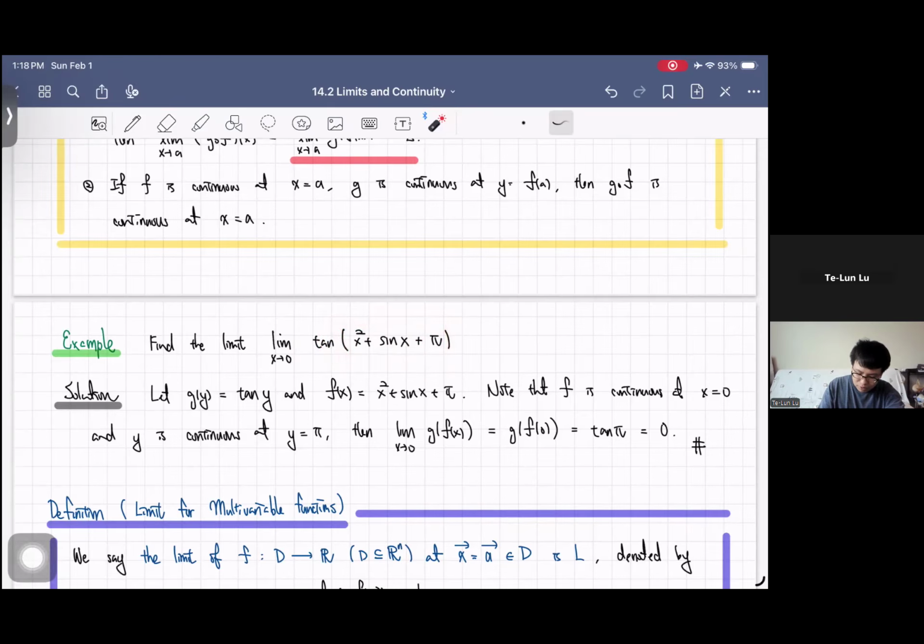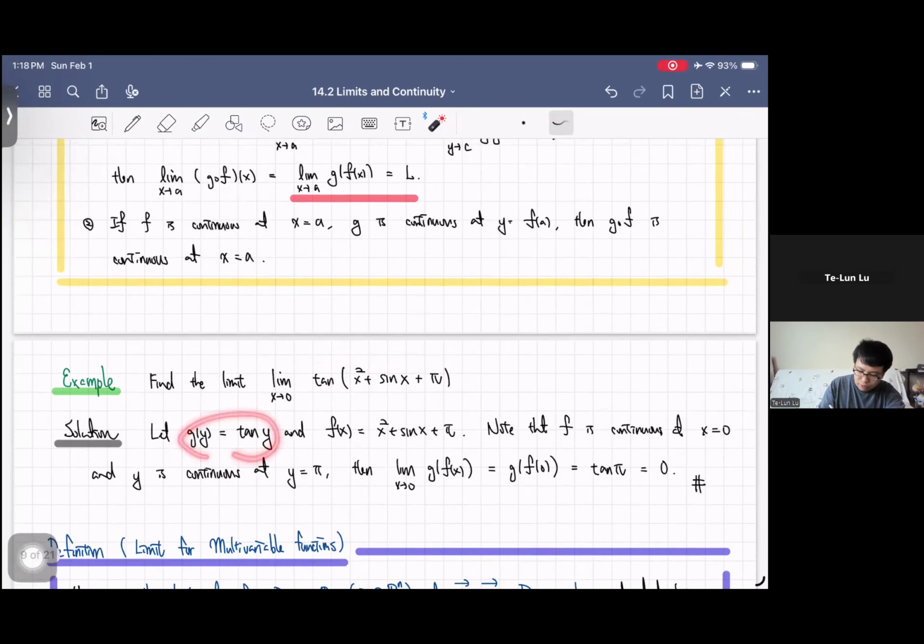So you see that, as I mentioned here, if we set g to be tangent and f to be the argument, then since f is continuous at the point 0, and g is continuous at the point pi, which is the value of f at 0, then this whole thing is continuous at zero. So you can do direct substitution. The limit of g circle f is simply g circle f of 0, which is tangent of pi, which is zero. So that is how composition, which is the fifth operation that we have done with functions, helps us extend the class of continuous functions.